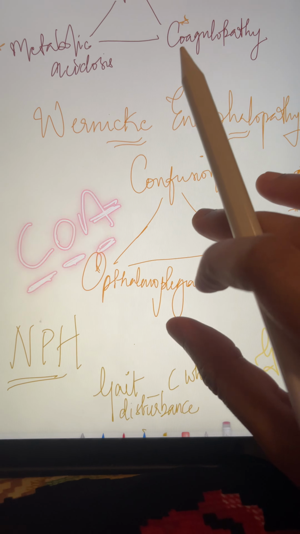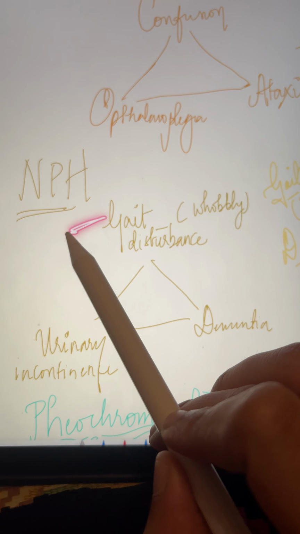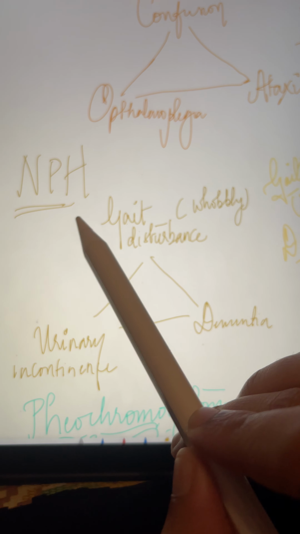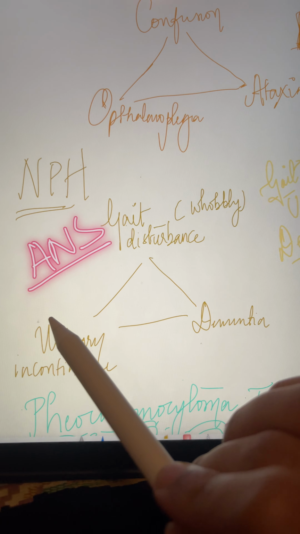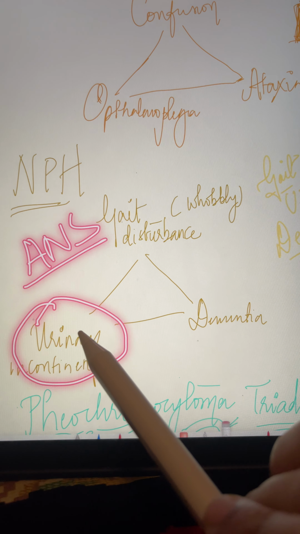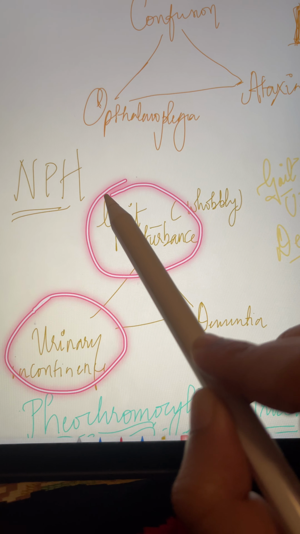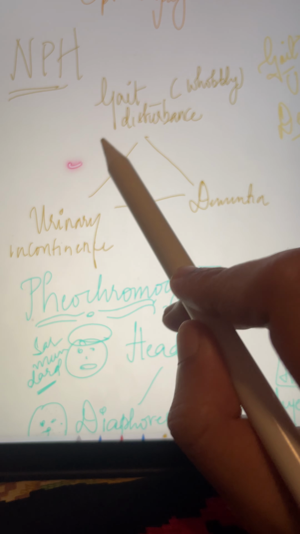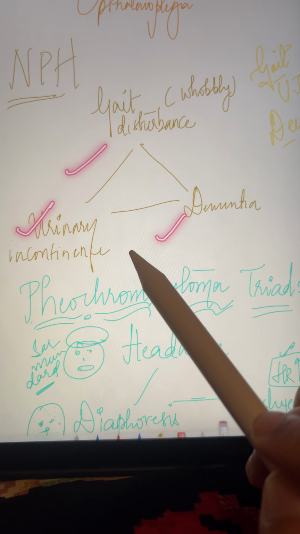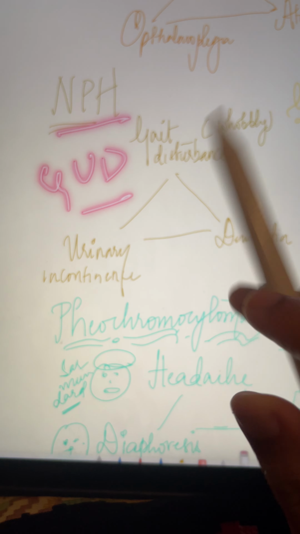Then next we have normal pressure hydrocephalus, in which we have gait disturbances. Mainly it is associated with the autonomic nervous system, so you will have urinary involvement. Urinary incontinence is one of the components, gait disturbance is one of the components, and dementia is one of the components. Gait disturbance, urinary incontinence, and dementia. You can remember NPH by the mnemonic GUD.